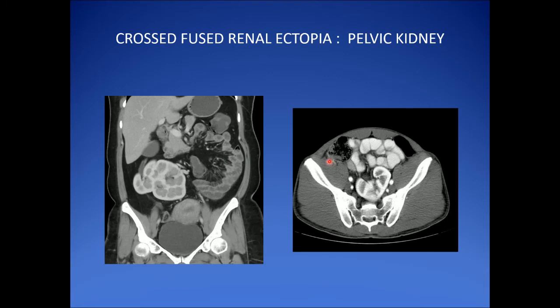Another congenital anomaly, the pelvic kidney. You could see this particular kidney within the pelvic region. These are bowel loops.